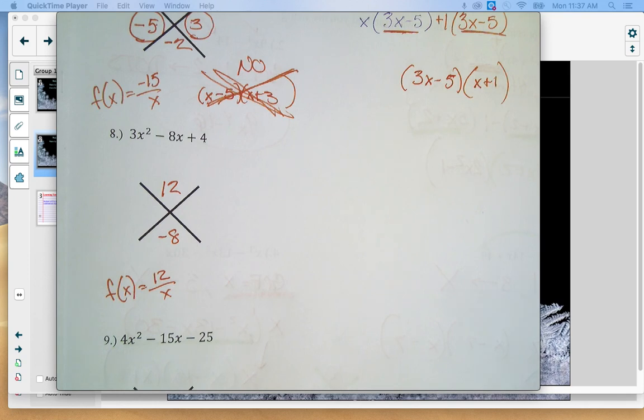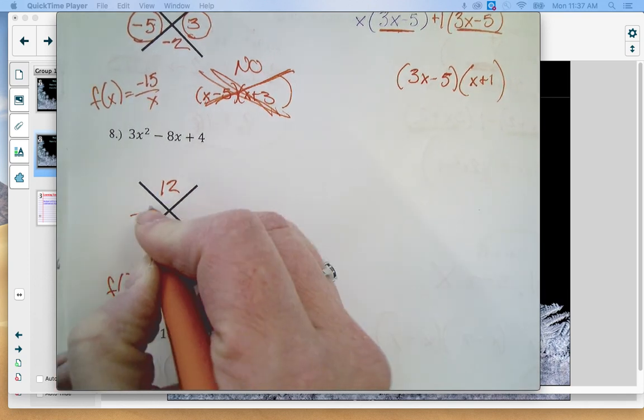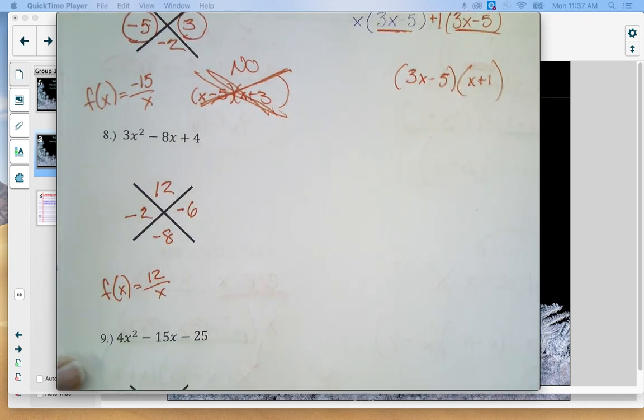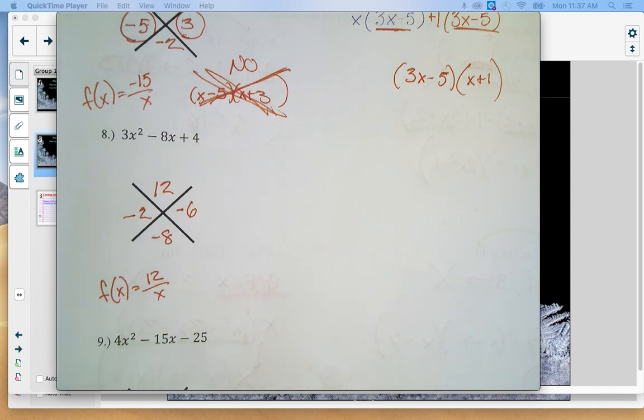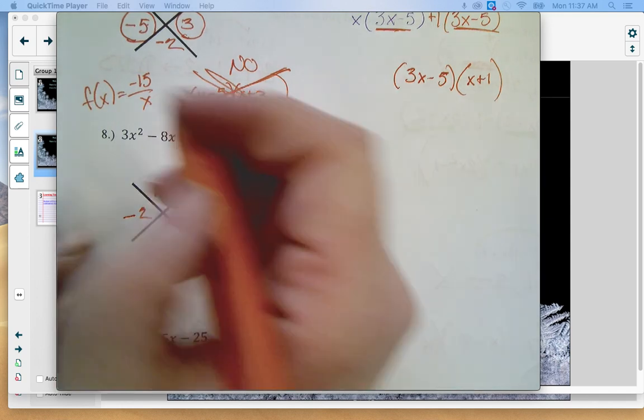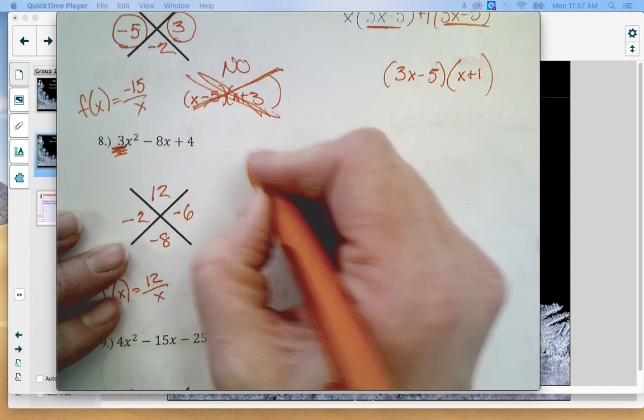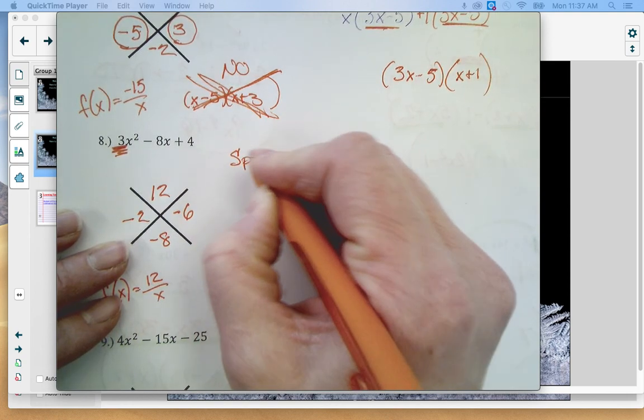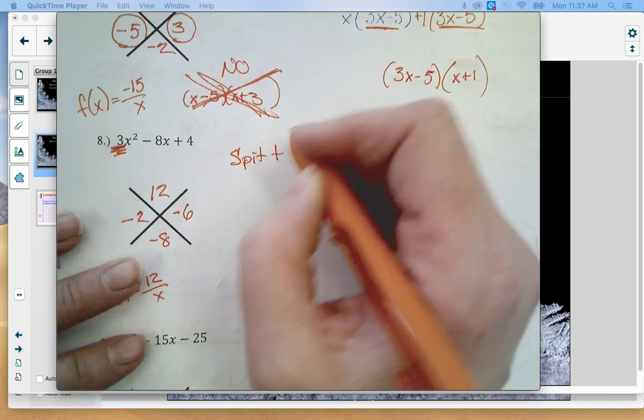What 2 numbers did you find? Negative 2 and negative 6. Great. Can I go right to my groups? No. So again, A is not 1. We need to split the middle. I wrote split the middle.